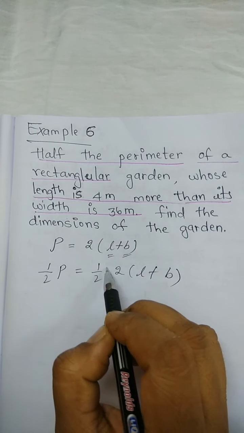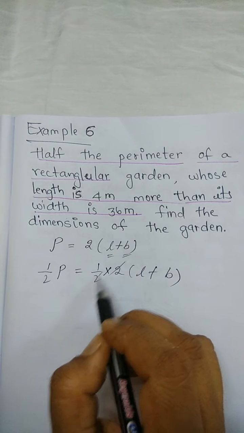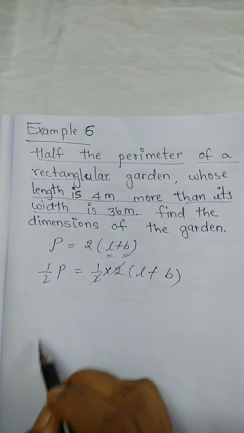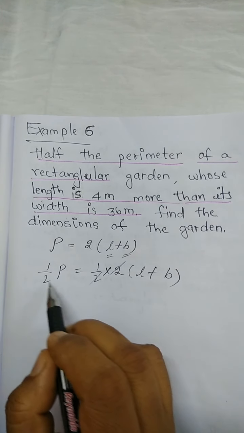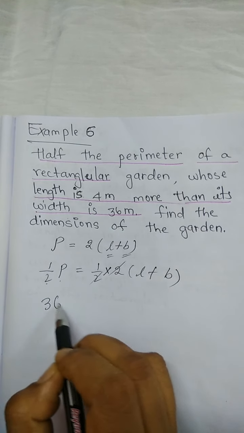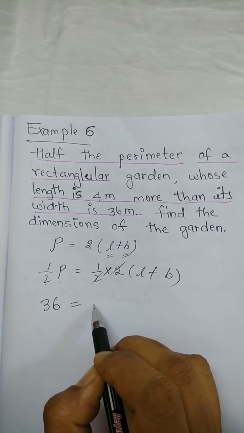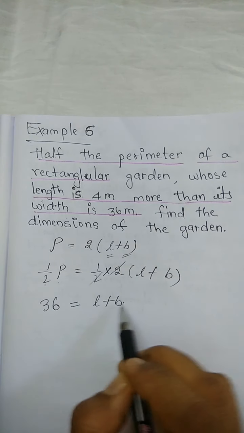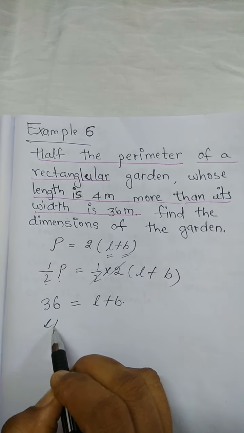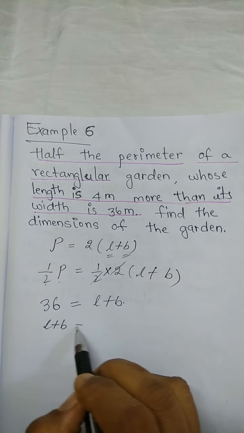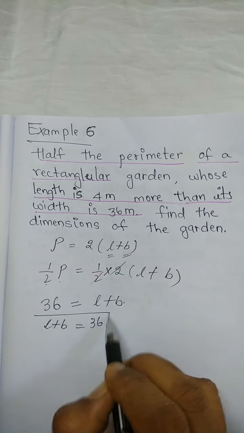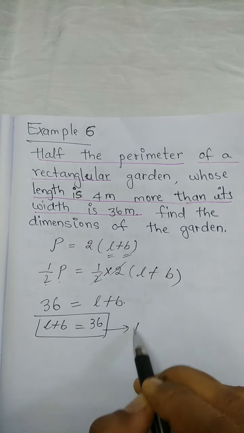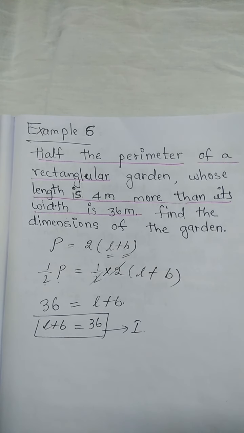Here nothing is there means into. 2 will get cancelled and we get half of the perimeter is given as 36, and we get here L plus B. Okay. So this is the first equation. You can write in proper way: L plus B is equal to 36. This is the first equation.